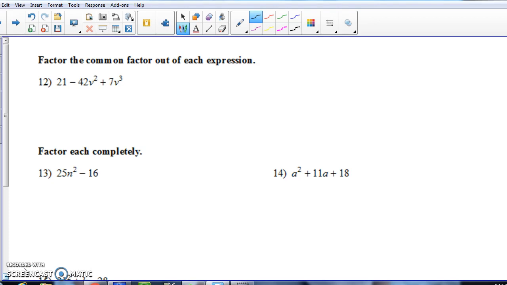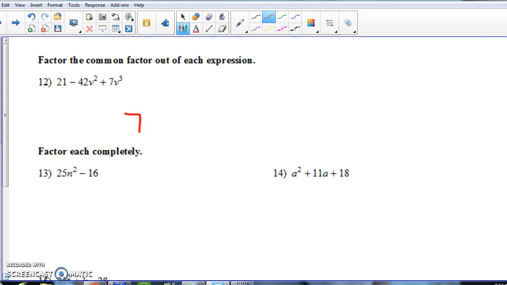Okay, so the first thing we always want to check when we factor is if we have what's called a GCF, or a greatest common factor. So on number 12 that I have here, I'm going to look for that greatest common factor. Do these three terms, the 21, the 42v squared, and the 7v to the third, have anything in common? What they have in common could be a number, a variable, or both. If I look at the numbers, all of them have a factor of 7. So I can include 7 as my GCF. So I'm going to write that 7 down.